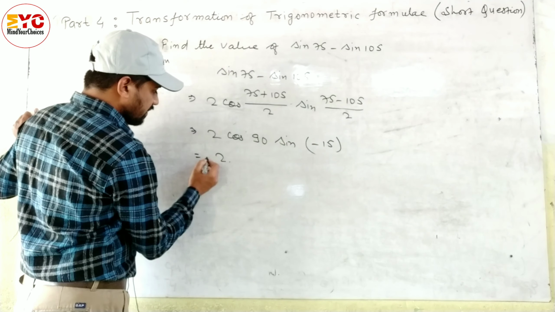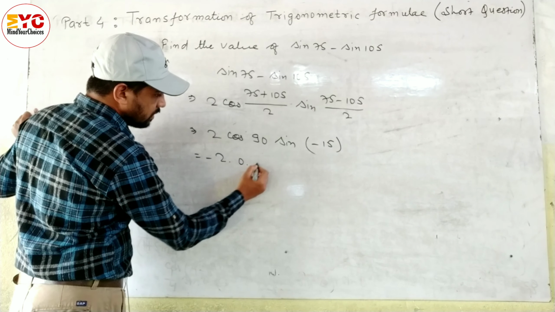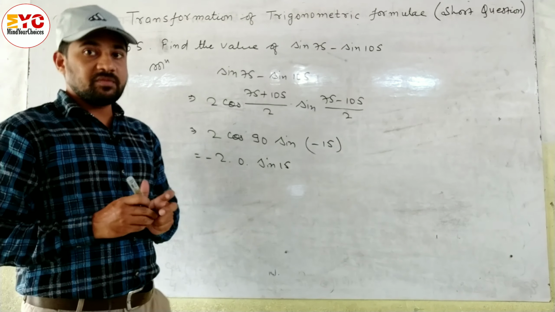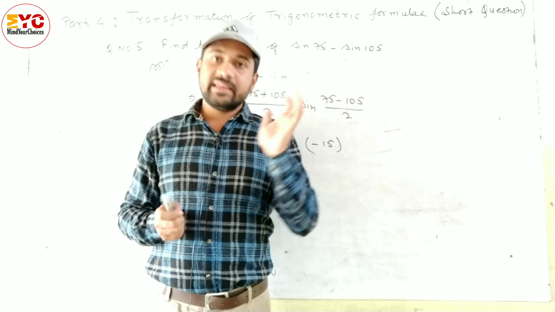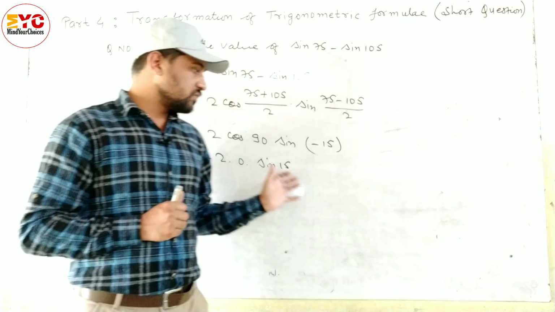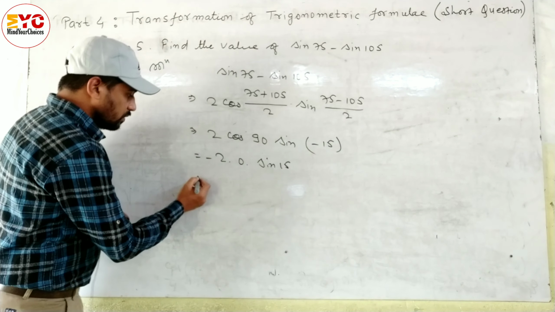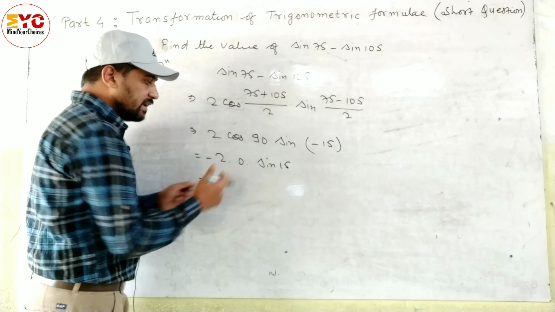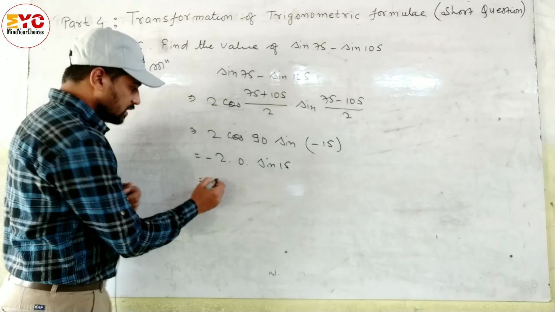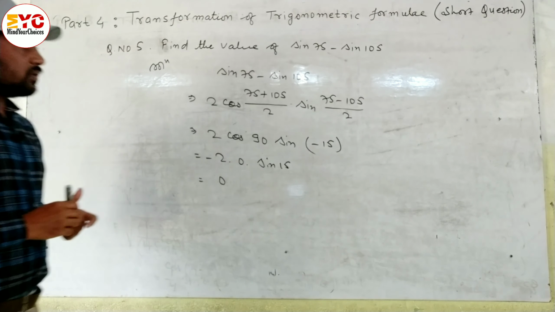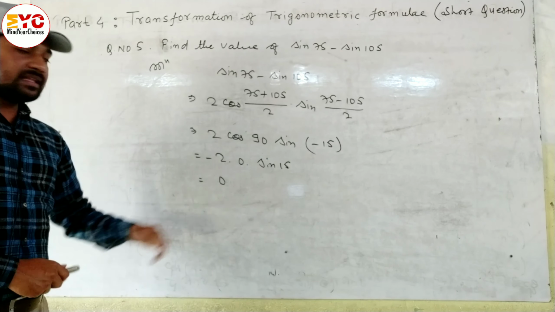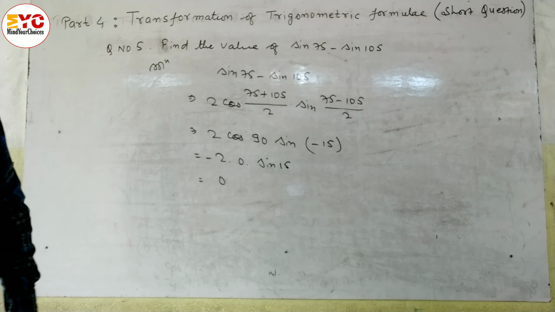So this minus we can write here, cos 90 means 0, and sine 15 we don't know the value. We cannot use the table or calculator, we have to use known values only. So actually here cos 90 is 0, it means the whole expression will be 0. So what is the answer here? 0. So find the value of sine 75 minus sine 105, and the answer is 0. Hope you understand this question.